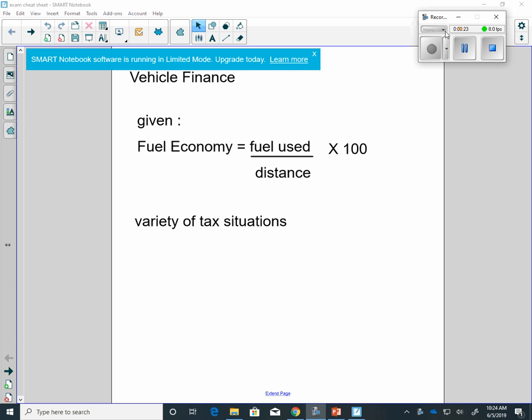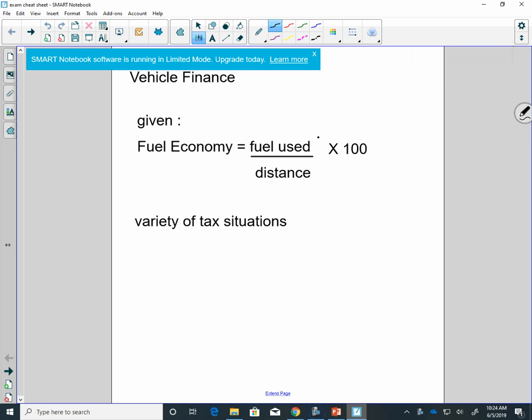Fuel economy is the fuel used in liters. Don't write this down because it's already on the sheet. Fuel used in liters divided by the distance times 100. And you're going to get some number, like so-and-so liters per 100 kilometers. And it tells you how much gas you use per 100 kilometers.